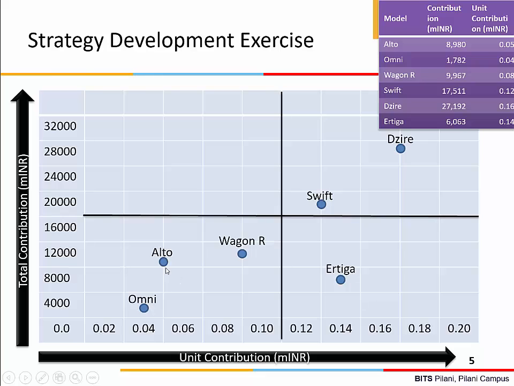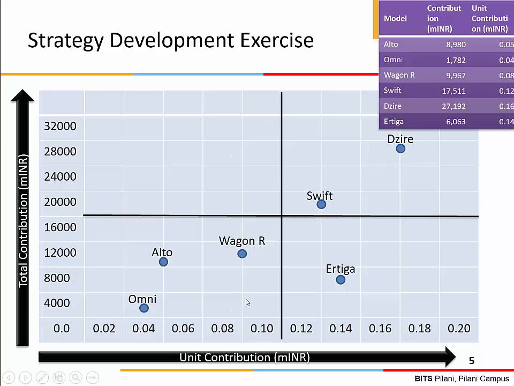Okay, I have tried to be as accurate as possible, but this is just constructed using a table, so it may not be really accurate, but for our understanding that should be good enough. So I have plotted Alto here, Omni here, Wagoner, Ertiga, Swift, and the Desire here.